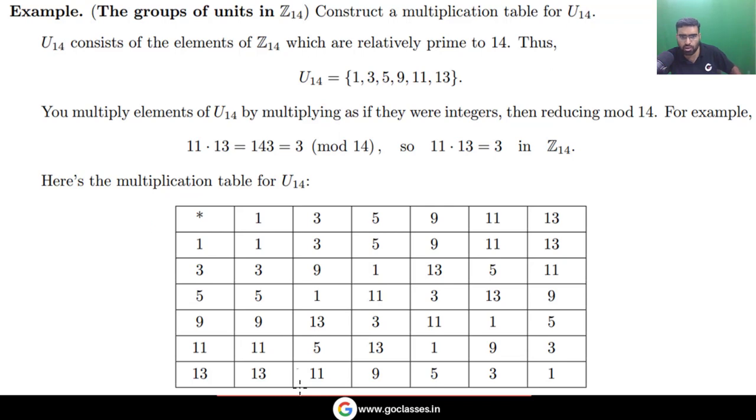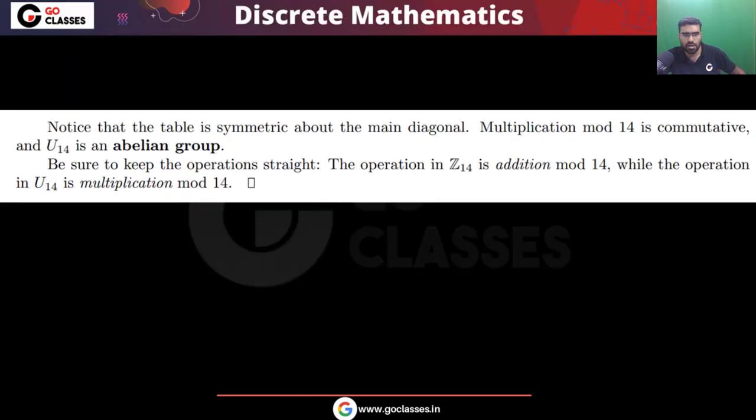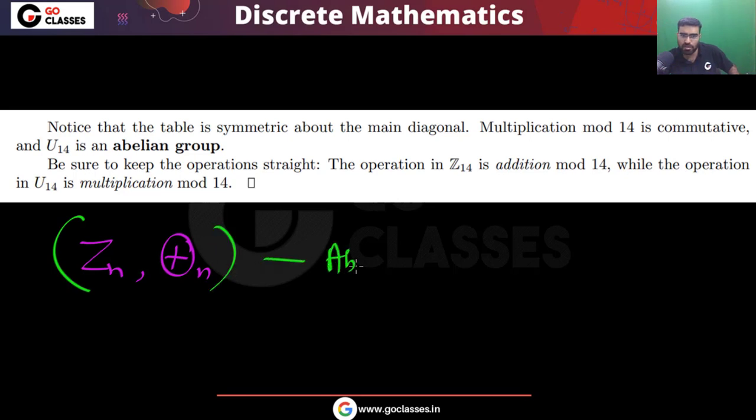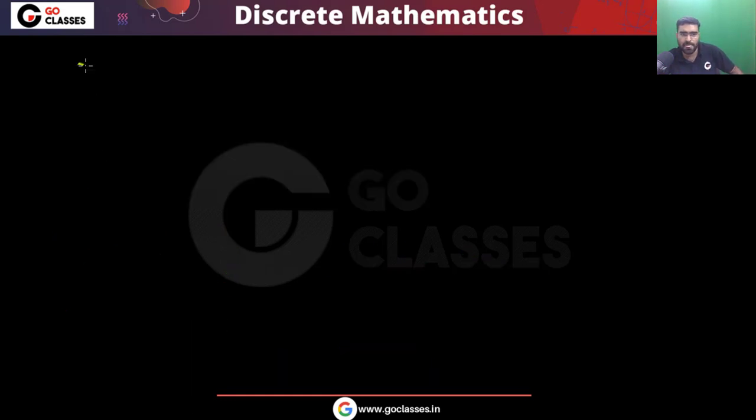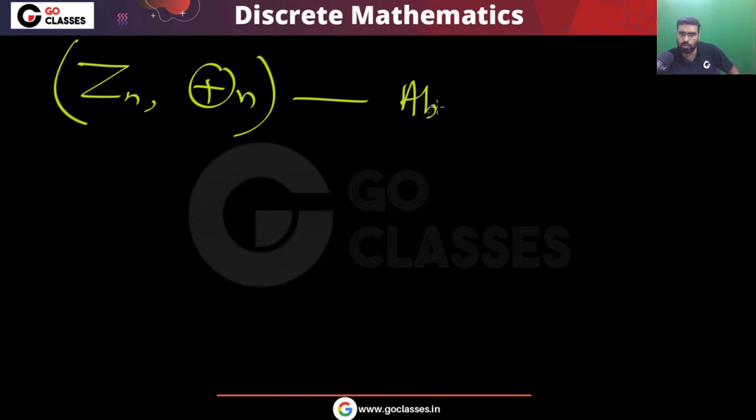Now remember this point, please understand that Zn under addition modulo n is a group. This is an abelian group. And similarly, Un under multiplication modulo n is an abelian group. So don't make this mistake. Please understand that Zn under addition modulo n will be an abelian group.